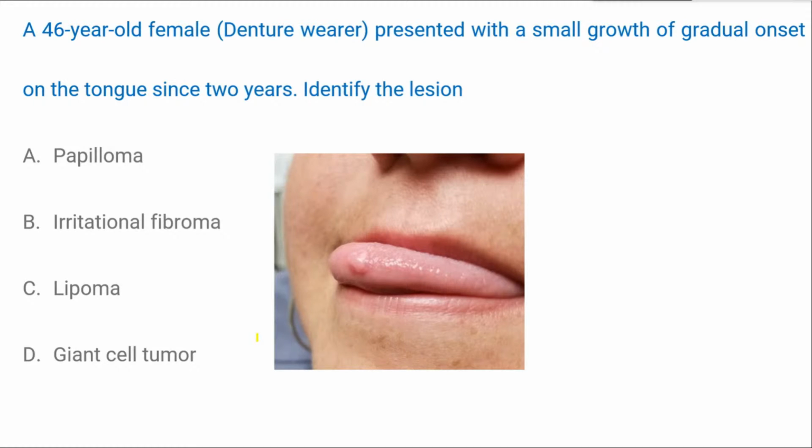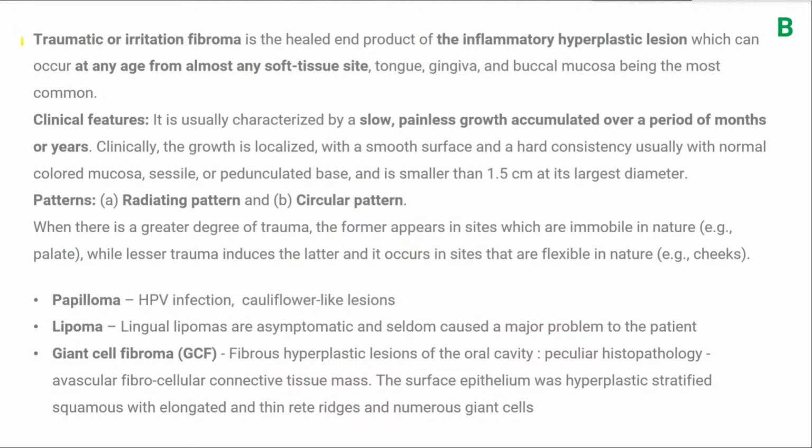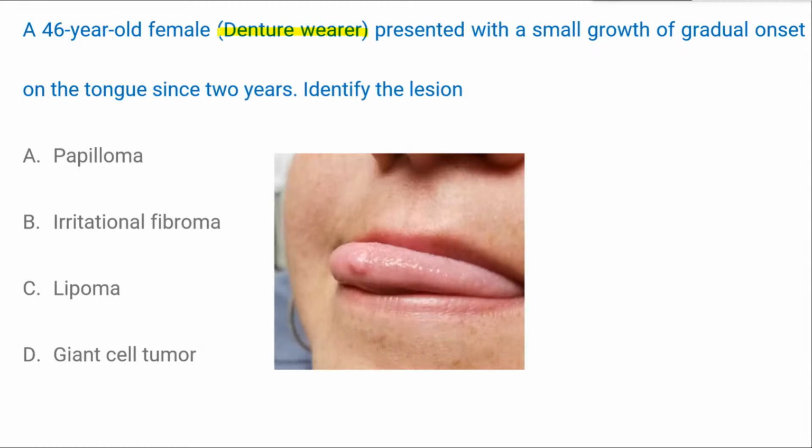A 46-year-old female, a denture wearer, that is the key point here, presents with a small growth with gradual onset on the tongue for 2 years. Identify the lesion. Okay, is it a papilloma, traumatic fibroma, lipoma, or giant cell tumor? The answer would be traumatic fibroma. The key here is, see, the denture wearer. Okay.